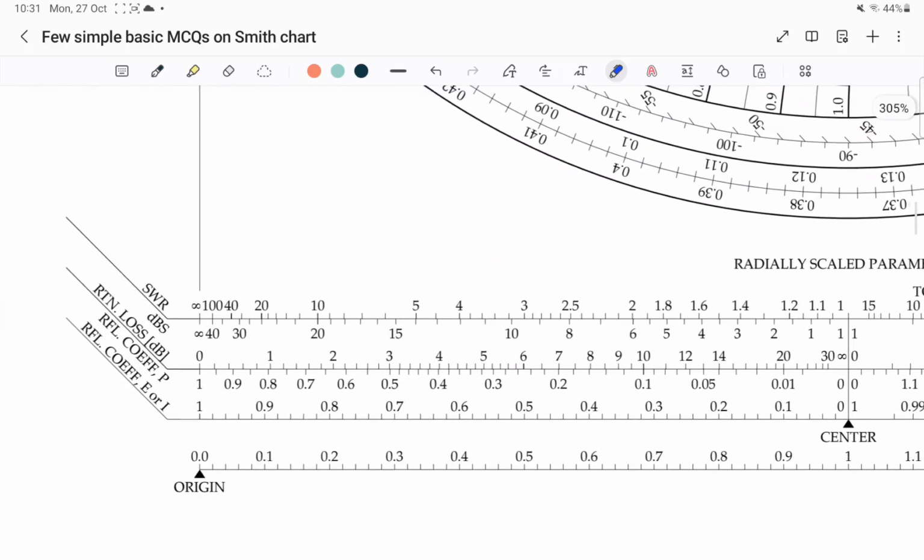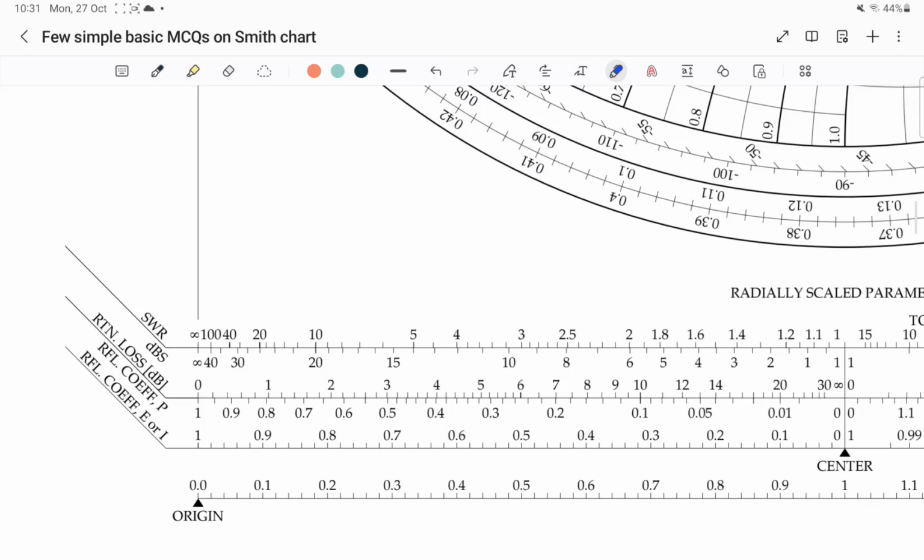Let us look at the extreme left of this scale. On top of this line you will see various values such as infinity, 100, 40, 20, 10, etc. The values written above this line are standing wave ratio in linear scale. Similarly, the values written below this line, such as infinity, 40, 30, 20, etc., are also SWR, that is standing wave ratio, but in dB scale.